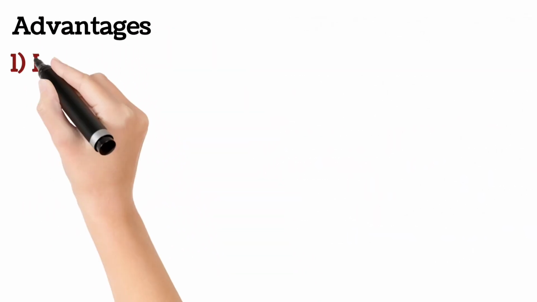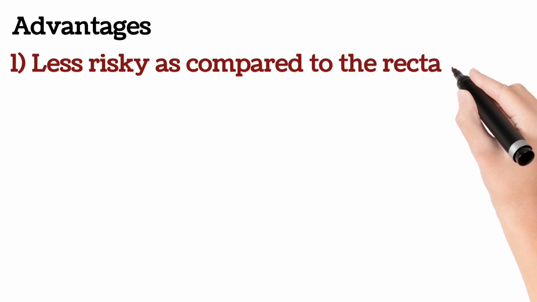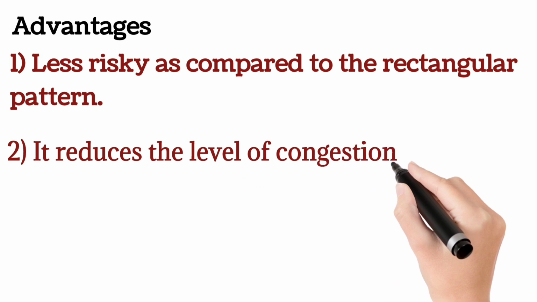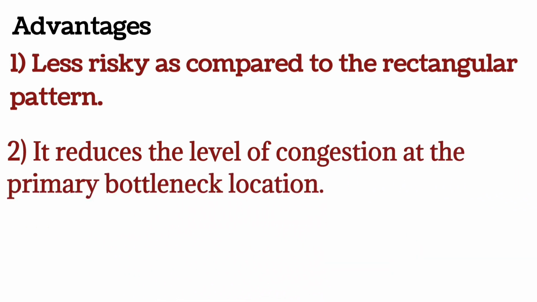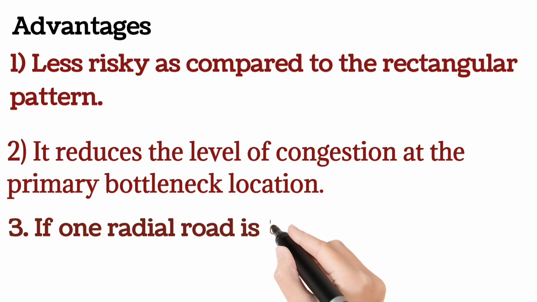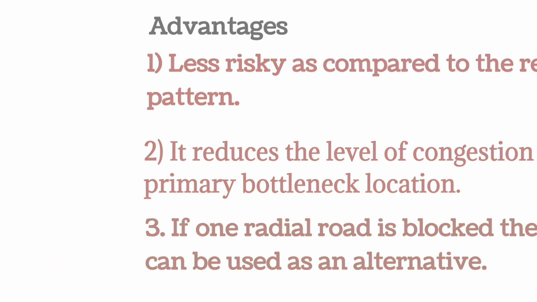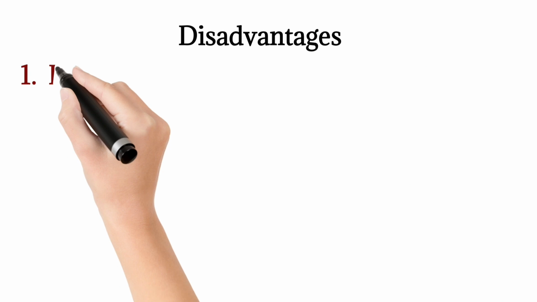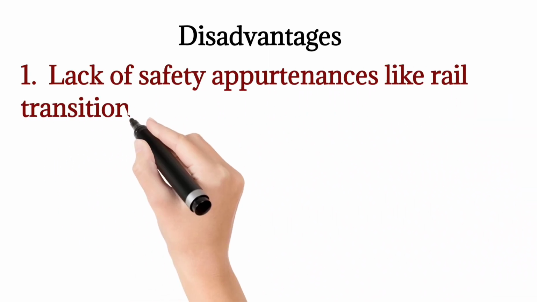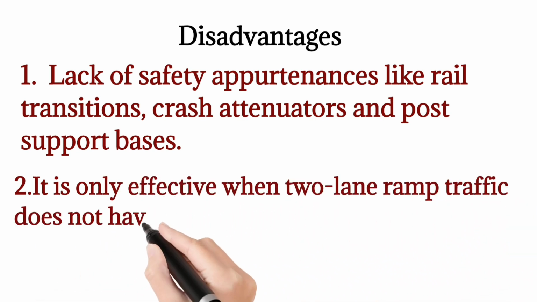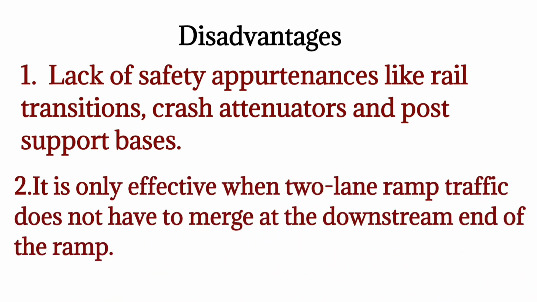Advantages of the radial pattern are: the first one is that it is less risky as compared to the rectangular pattern. It reduces the level of congestion at the primary bottleneck location. If one radial road is blocked, then another road can be used as an alternative. Some of the disadvantages are lack of safety appurtenances like rail transitions, crash attenuators, and post support bays. It is only effective when two-lane ramp traffic does not have to merge at the downstream end of the ramp.